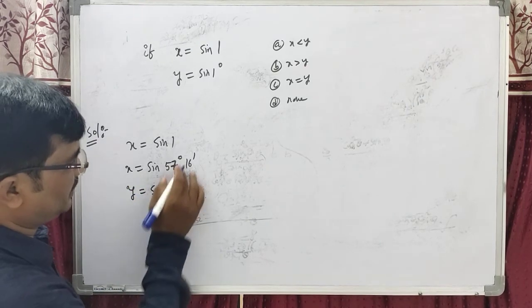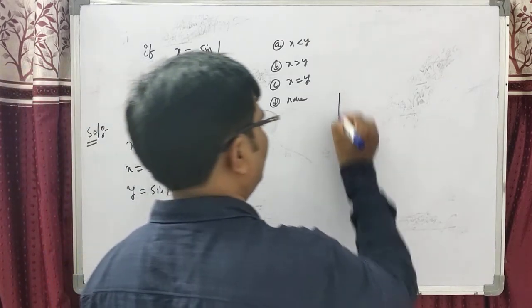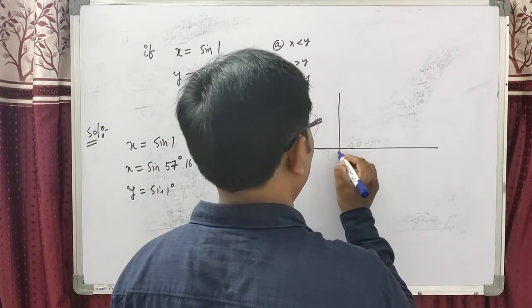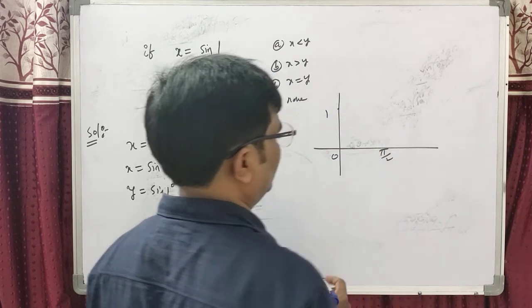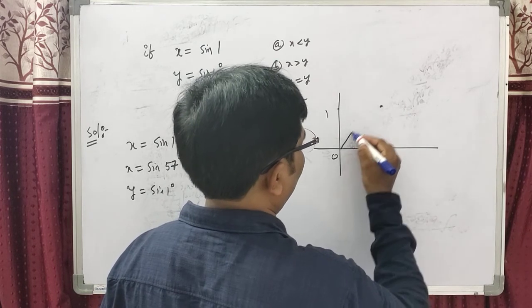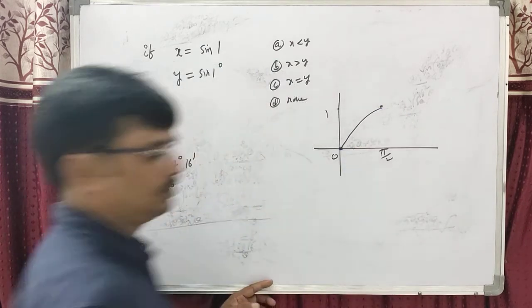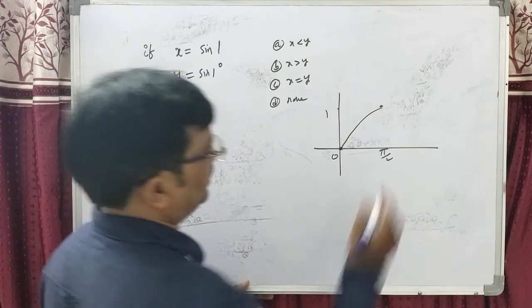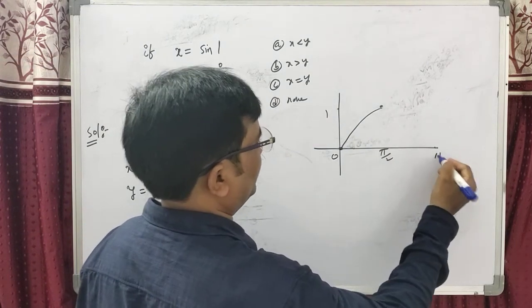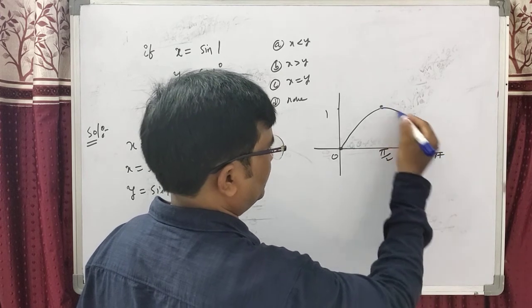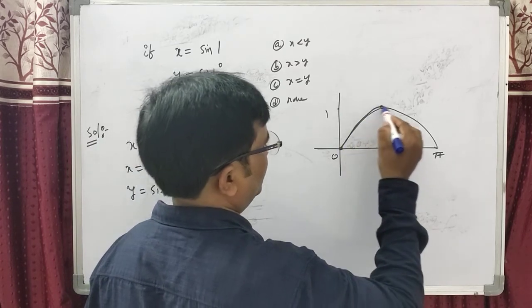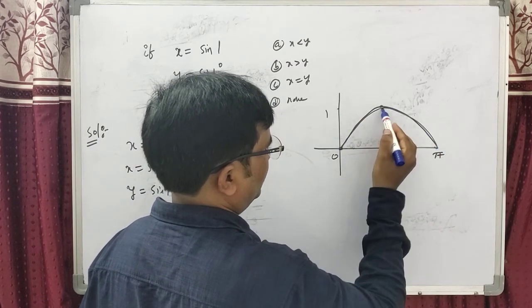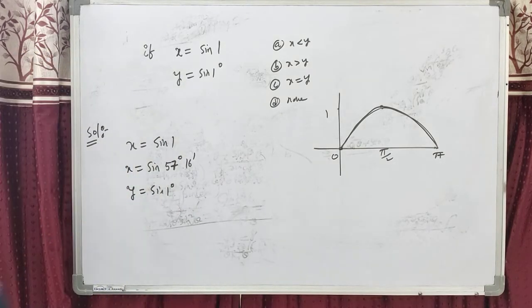So sine is an increasing function, students. We have to know that in between 0 to 90, the sine 90 value is 1. So sine 0 is 0, sine 90 is 1, this is the increasing function. After that, this is again decreasing in between 90 to pi. So we can write this is the graph of sine: sine 0 is 0, sine 90 is 1, sine pi is 0. Okay students, so this is the answer.